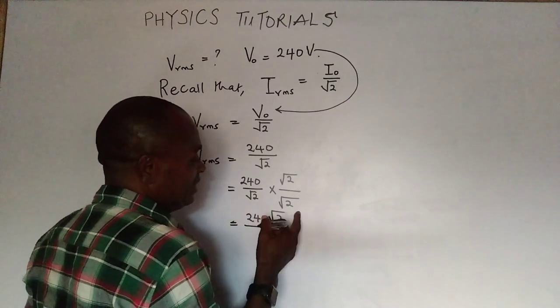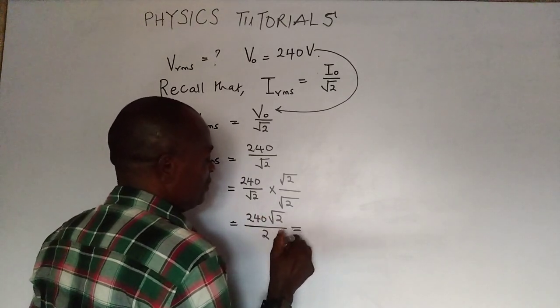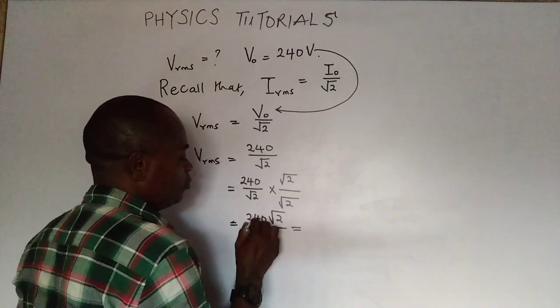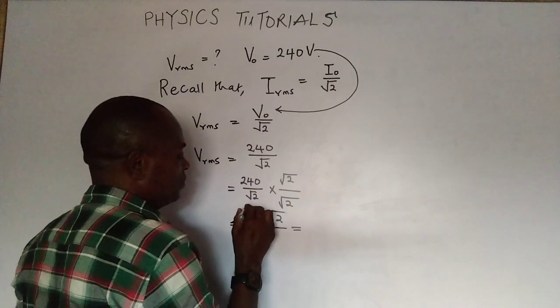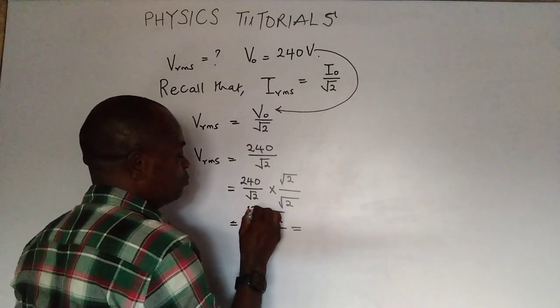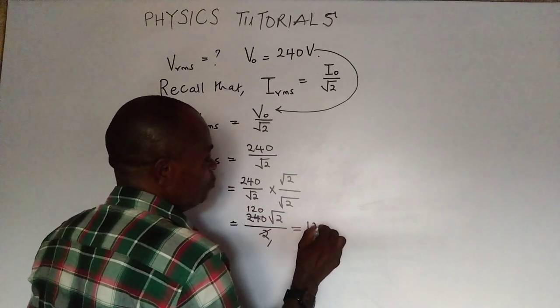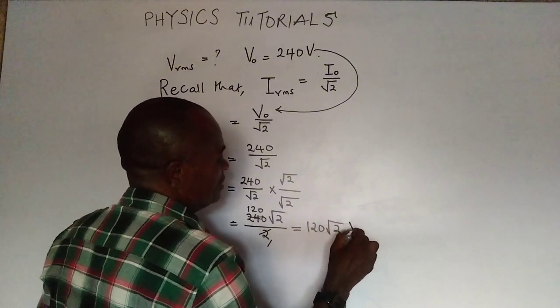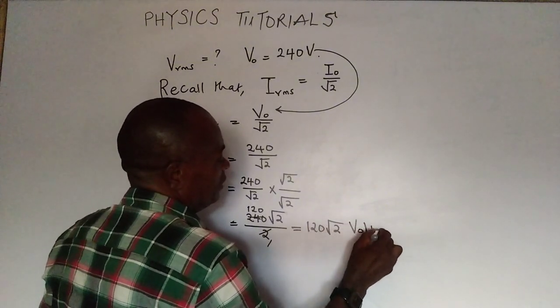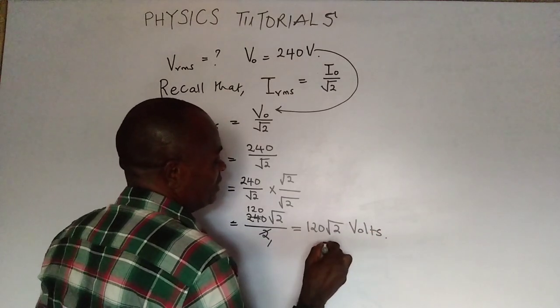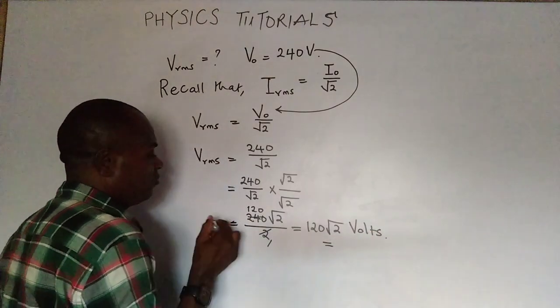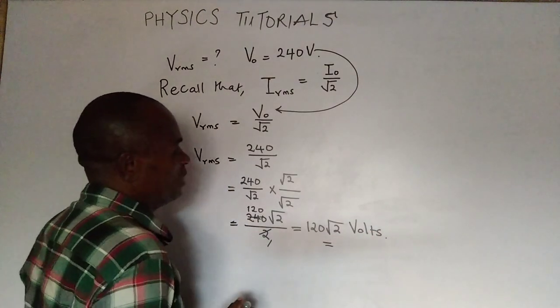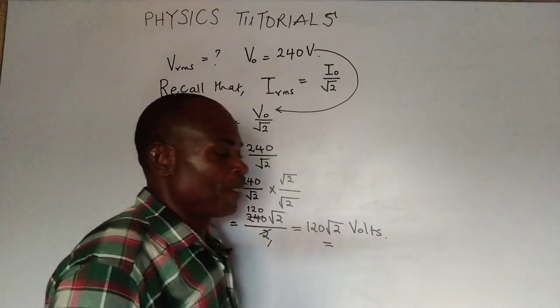All right, applying indices now. That's going to give us 2 here is 1. 2 into 240, that's going to be 120. So the result is 120 square root of 2. Now it is expressed in volts. So that gives you the value for the root mean squared voltage.